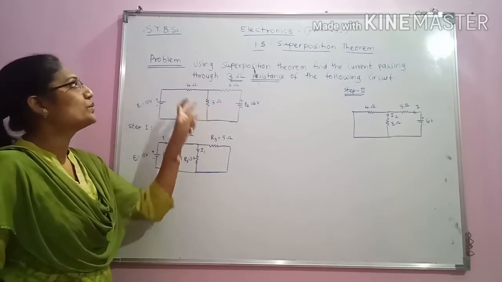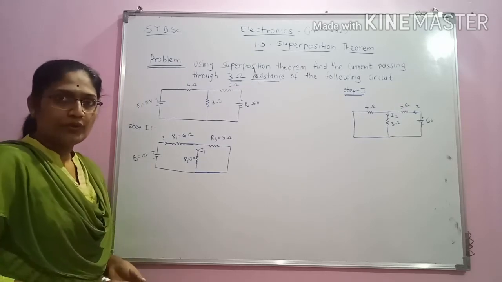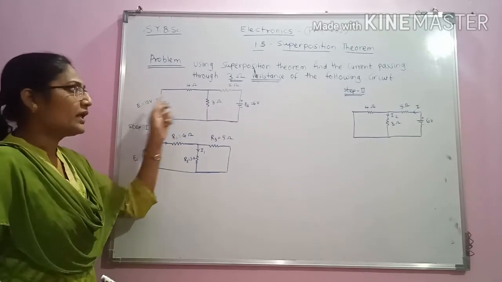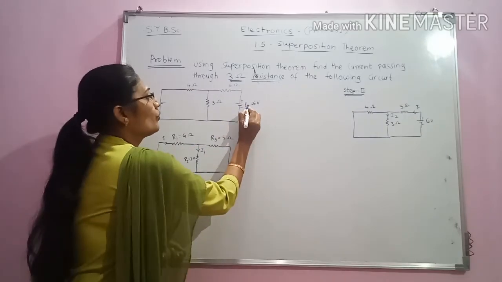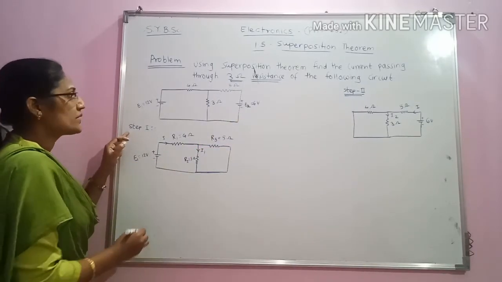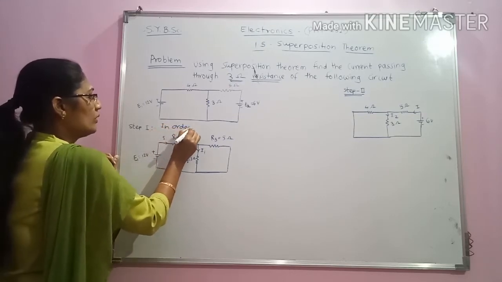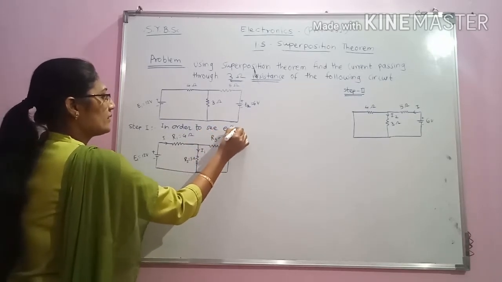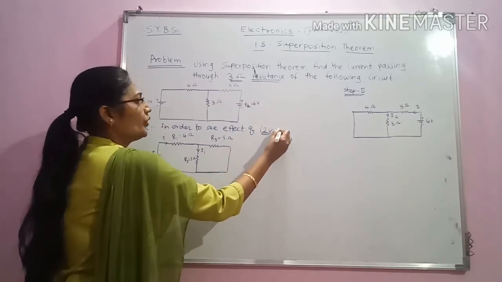Now we will start to solve this problem. We know that according to the superposition theorem, when we have to consider the contribution due to one of the sources, then the other source should be shut off. So we have to short this 6 volt source in the first step, in order to calculate the effect of the 12 volt source.